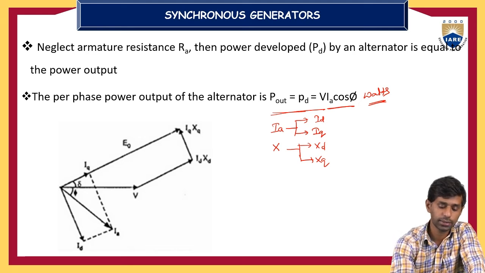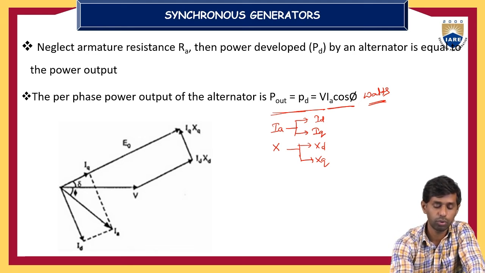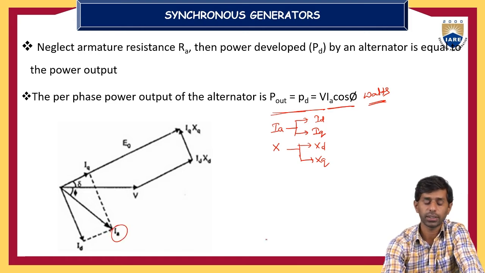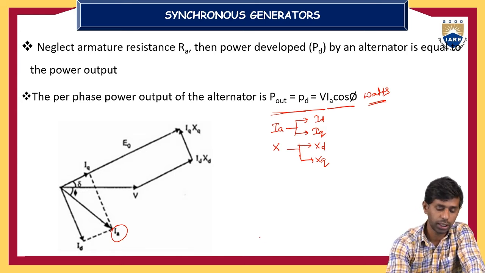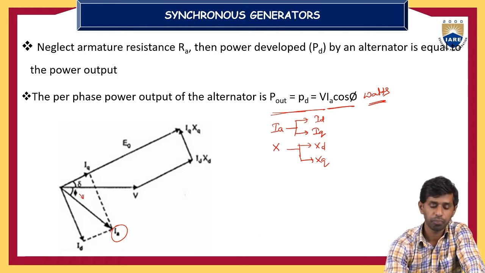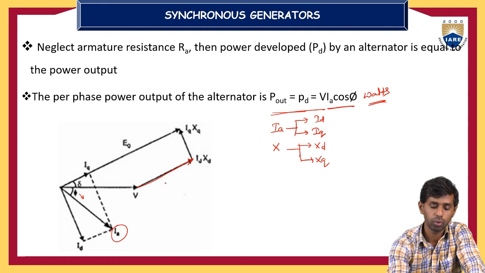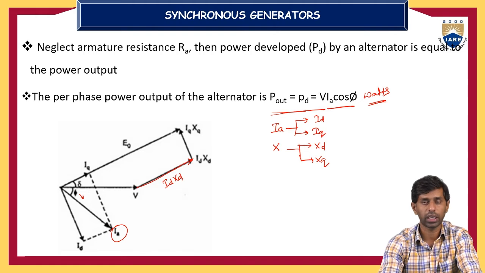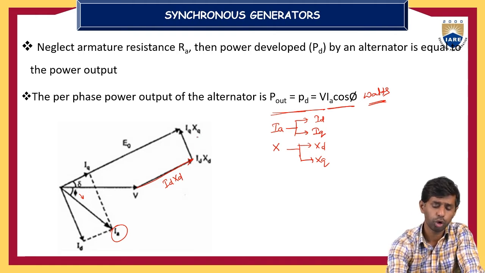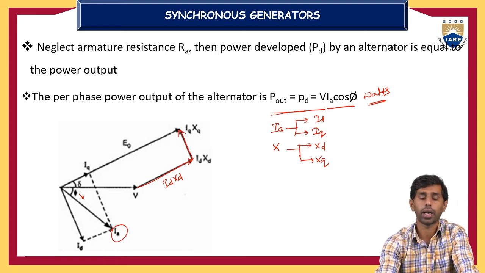Here V is the terminal voltage, and the armature current has two components, the direct axis component as well as the quadrature axis component. The vector combination of these two gives you Ia, and the Ia current lags the voltage by a phase angle phi. Next, from V we draw a line, the drop due to direct axis reactance, that is Id Xd, which is in quadrature with the Id current vector. Similarly, the drop due to quadrature axis reactance is a perpendicular vector to Iq.